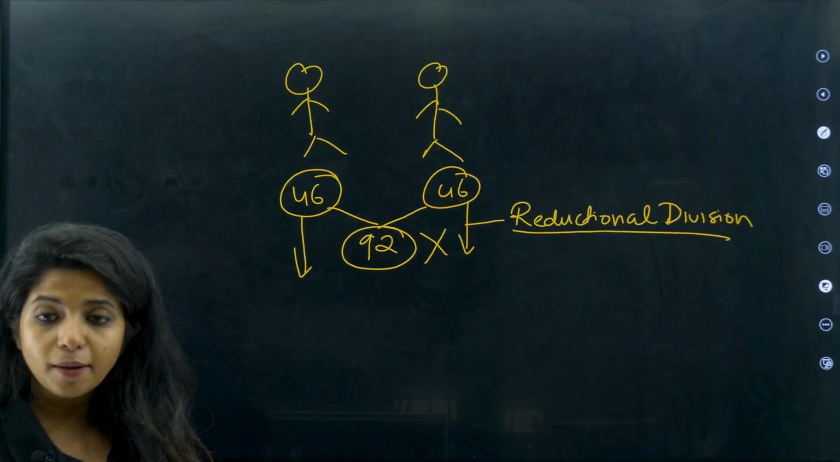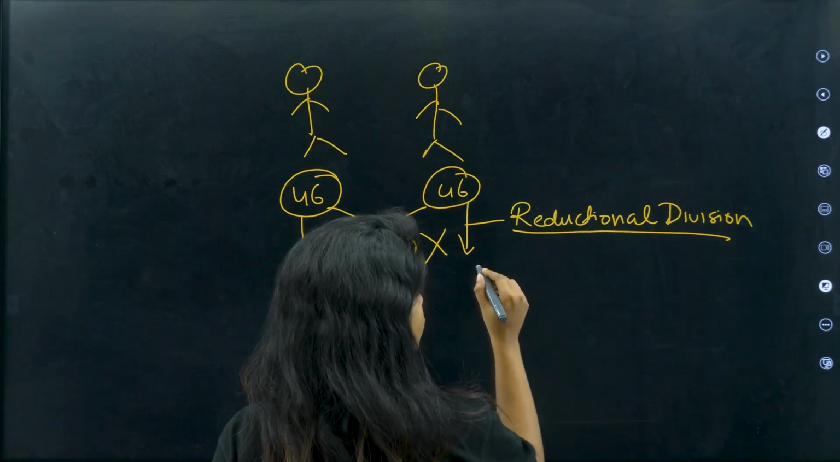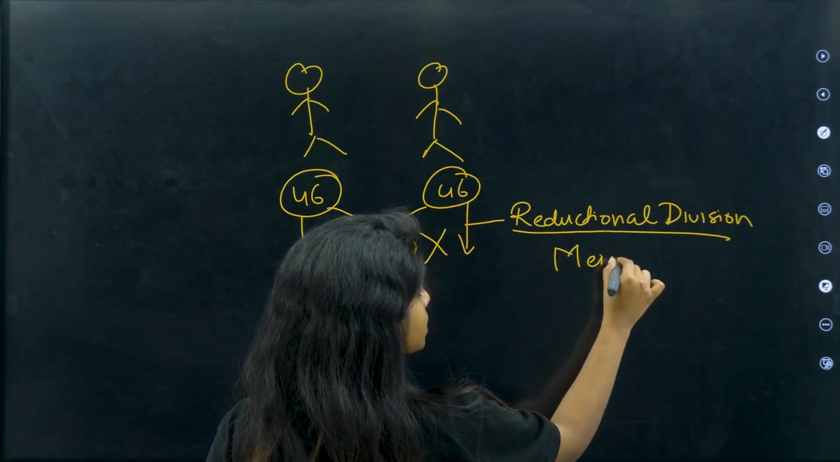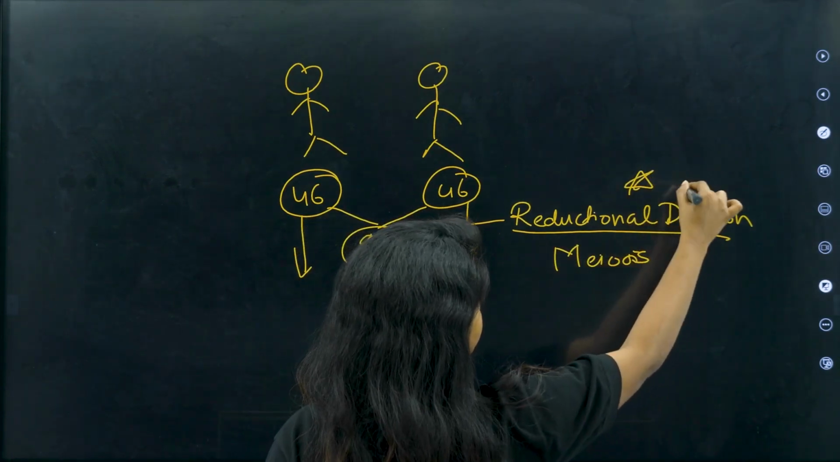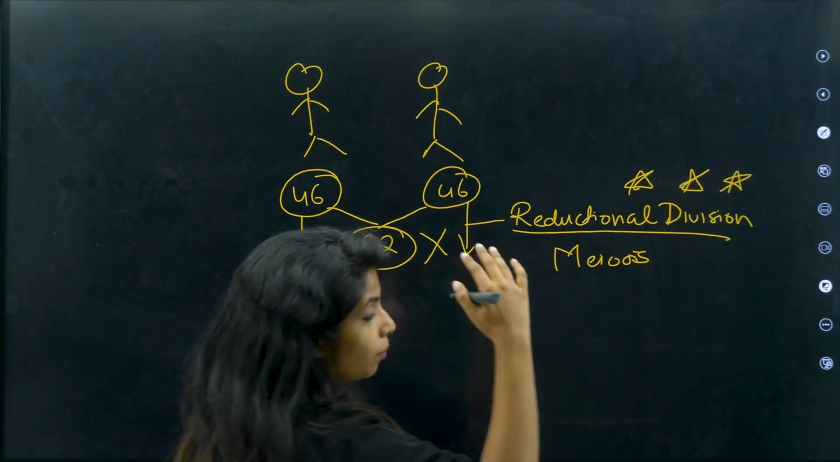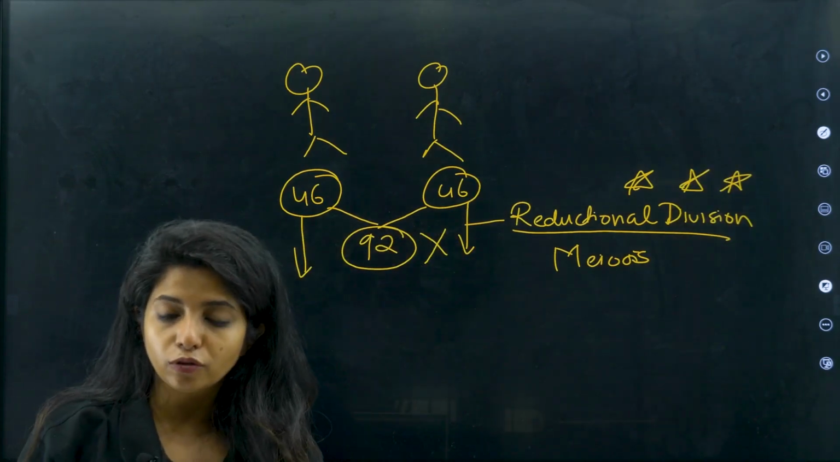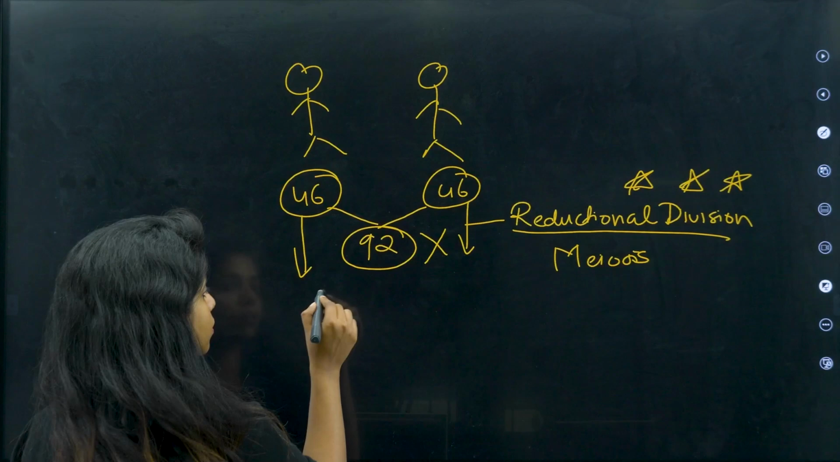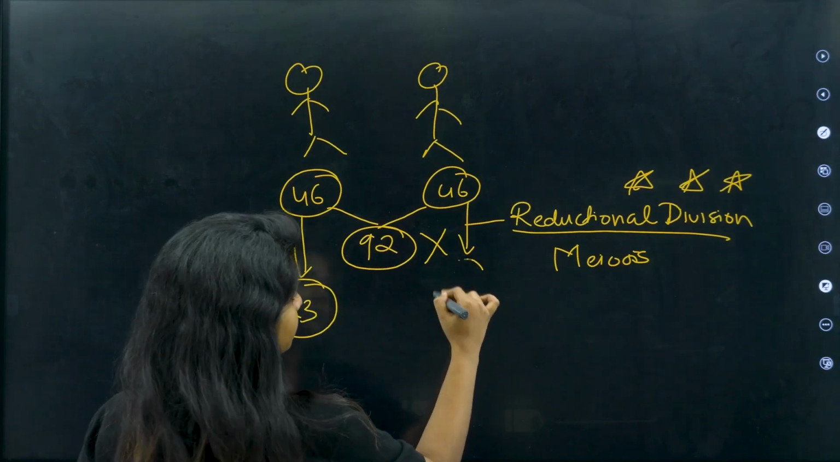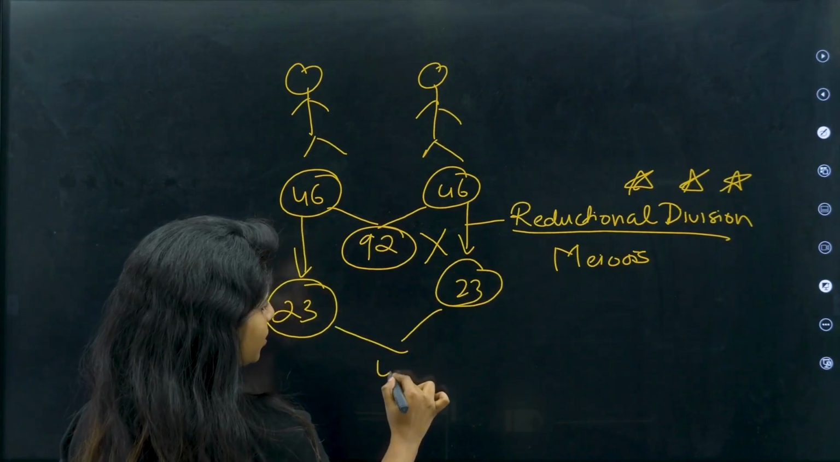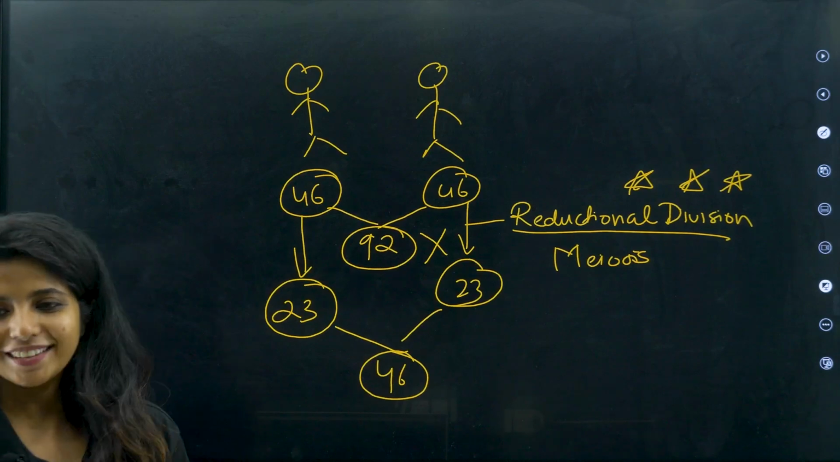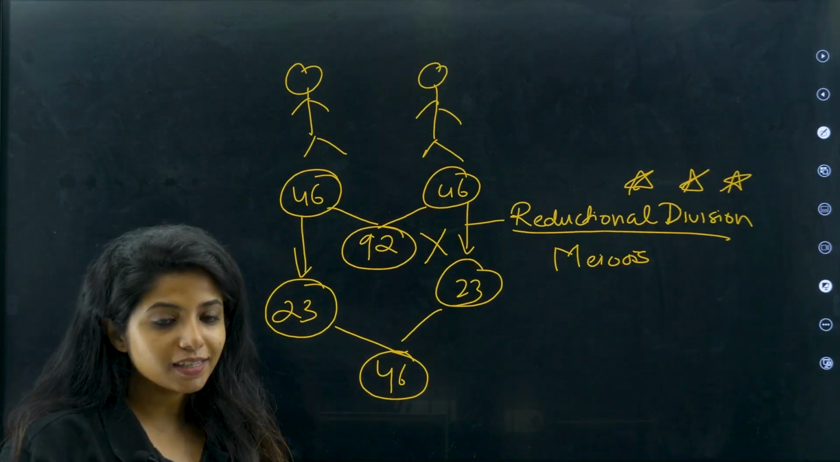Okay. So what happens over here in reductional division? It is also known as meiosis. It's a very important question. Which is that division where it becomes half the number of chromosomes? It is reductional division, and over here the number of chromosomes will be 23, and together 46. Tada! Everything is happy. You can take a screenshot of this because you won't find this in the PDF.